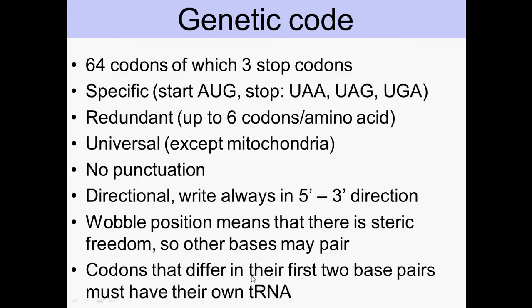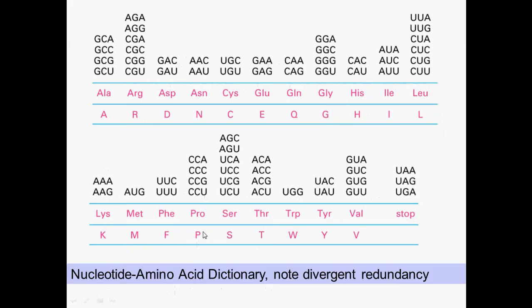Codons that differ in their first 2 base pairs must have their own tRNA. So here's a little dictionary. We see that serine has 6 different codes, and there's no scientific explanation why some have only 1 code, some have 6. It's just the way it is.